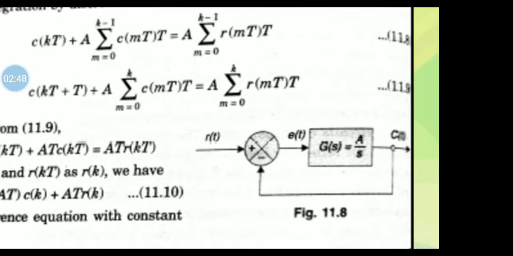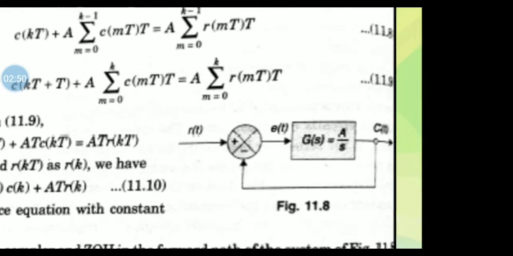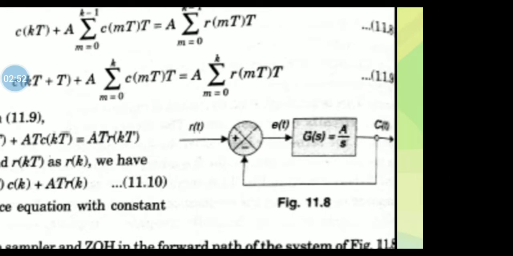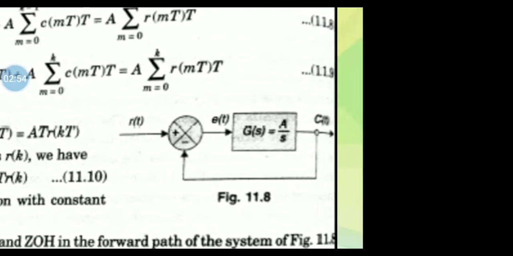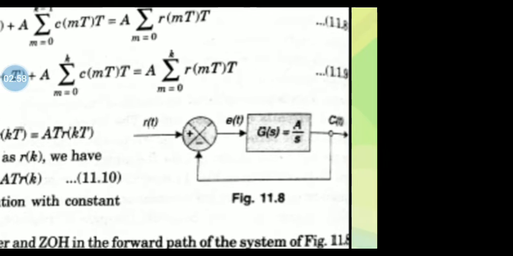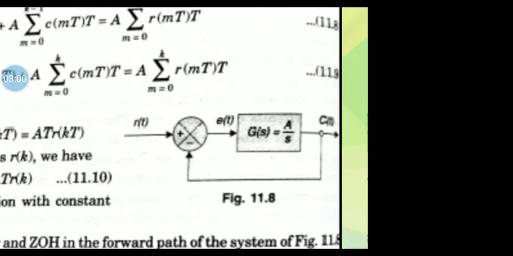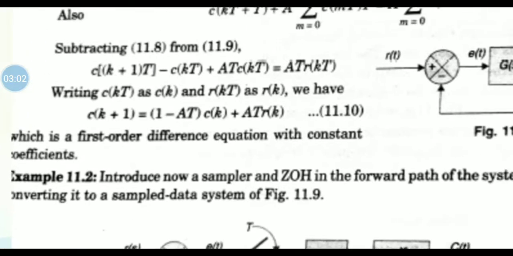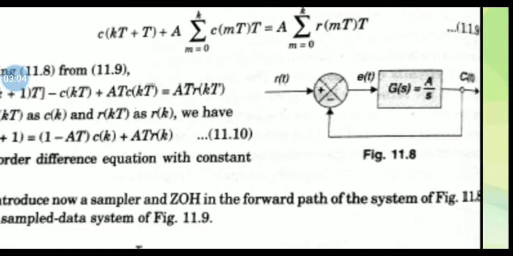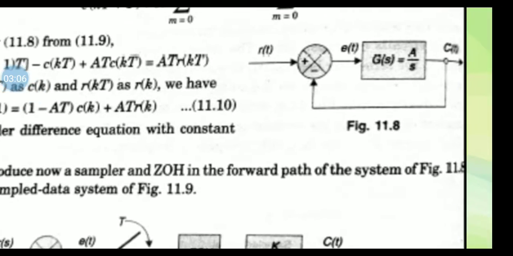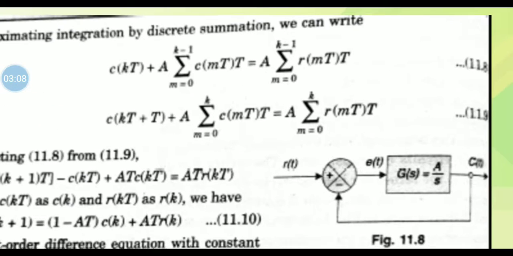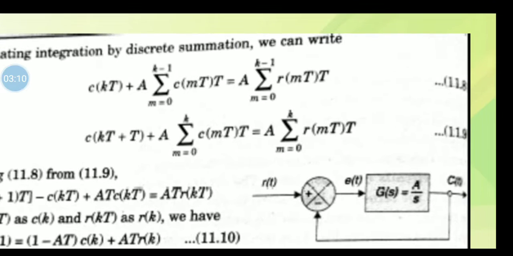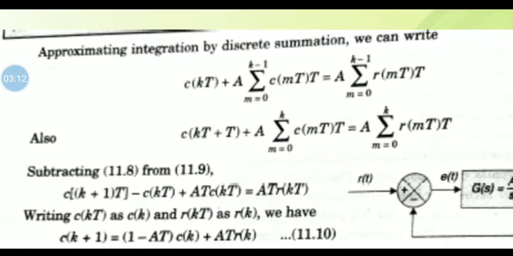As I had told, refer to figure 11.8. r of t is the input, e of t is the error, G of s is a by s, and c of t is the output, which is the system representing the discussion. So these two equations are taken as 11.8 and 11.9.